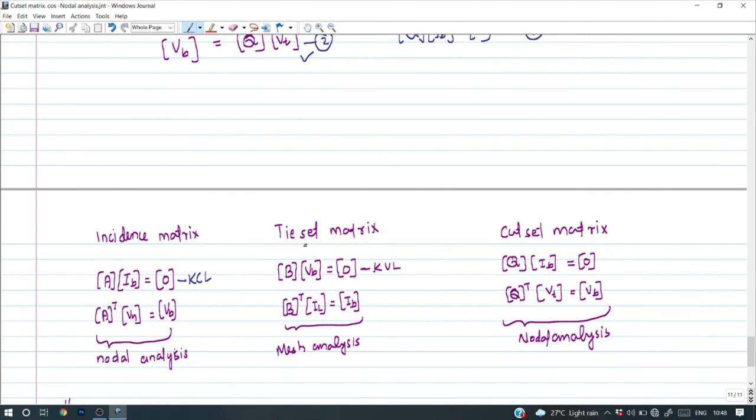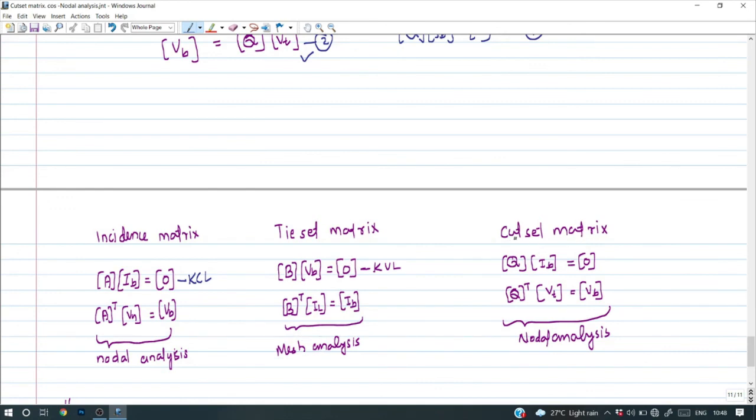Next, we developed the tie-set matrix. In order to build the tie-set matrix, we generated fundamental loops. From that, we got the KVL equation as B into VB is equal to 0. That is, tie-set matrix into branch voltage matrix is a null matrix. And also, we derived the relationship between loop current and branch current like this: B transpose into loop current matrix gives branch current matrix, and these are used for mesh analysis.